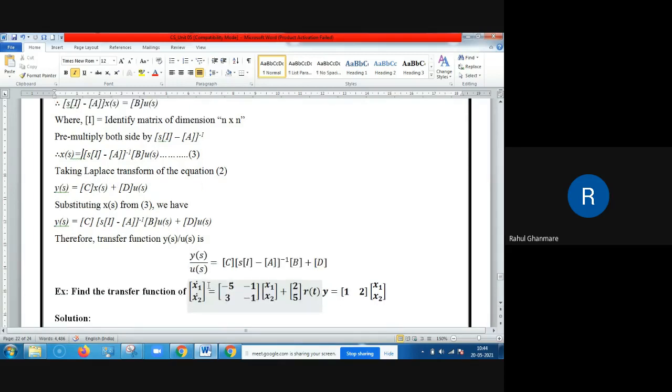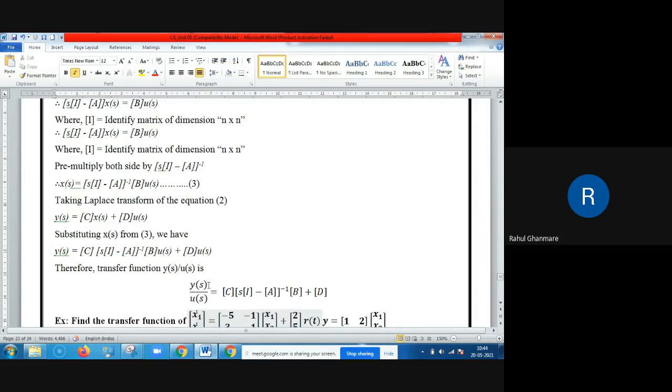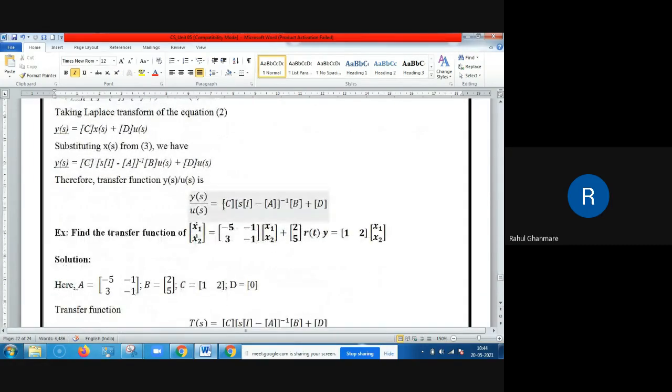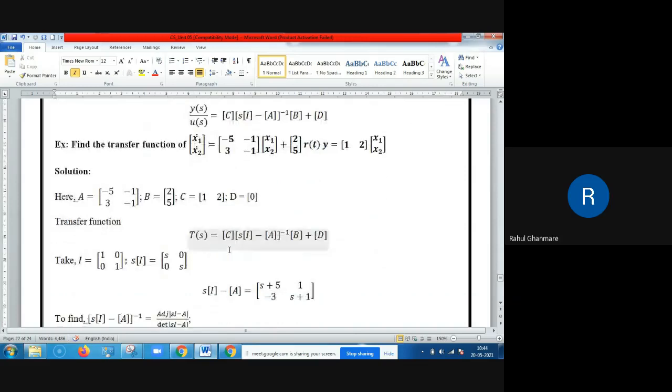Now, I will explain it completely. On this derivation we have one numerical here, right? You can see on your screen the question that says find the transfer function. The question says the matrix x dot 1, x dot 2 is equal to this 2 by 2 matrix, minus 5, minus 1, 3 and minus 1, with variables x1 and x2, plus 2, 5 times r of t.